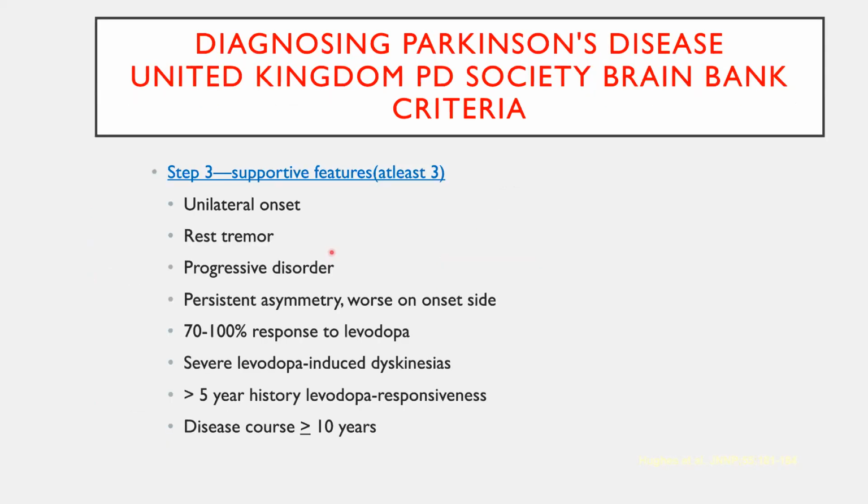And third one, supportive features. In these supportive features, patient should have at least three. That is asymmetrical onset, rest tremors, progressive disorder, persistent asymmetry, and good response to levodopa. And sometimes patient will have levodopa-induced dyskinesias and more than 5 years of sustained levodopa responsiveness. And disease course will be more than 10 years, unlike in atypical Parkinsonism. Among these, patient should have at least three features, and you need to exclude the secondary causes. And primary criteria, patient should have bradykinesia. Okay, you should remember these criteria.